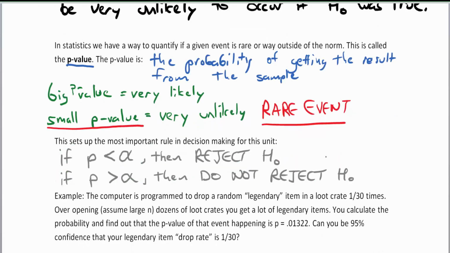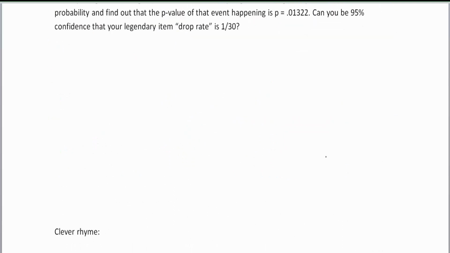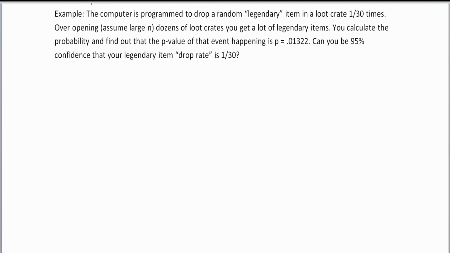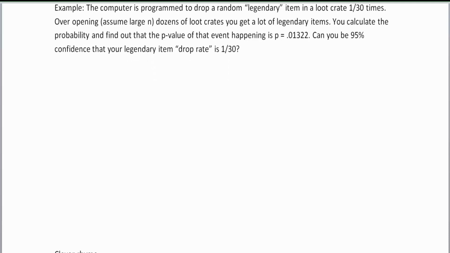So I want to talk about this problem here to give you an example with a little more detail. Now, this is not going to be a full hypothesis test, because there are some steps that are not going to be part of what we do here. So there's a computer that's programmed, or a game that's programmed, to drop a random legendary item in a loot crate 1 in 30 times.